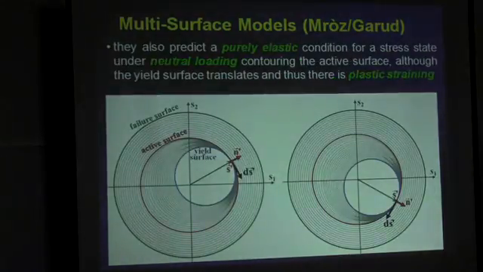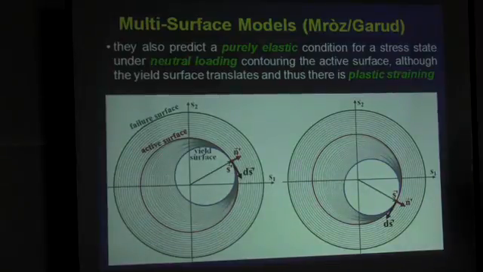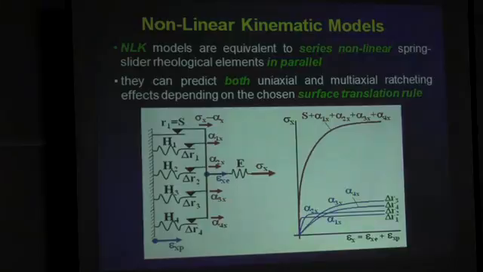But probably one of the worst of them is when you have a neutral load. If your stress state is going around the active surface, you're going to have a yield surface that translates with zero plastic strain, which is nonsense. So it actually predicts a zero plastic strain in there. And this limitation really makes us have to use nonlinear models.